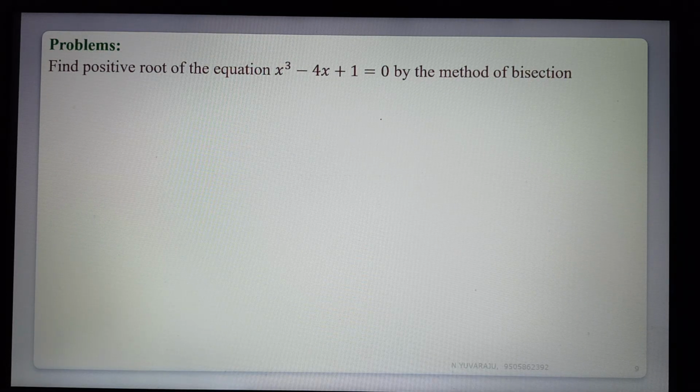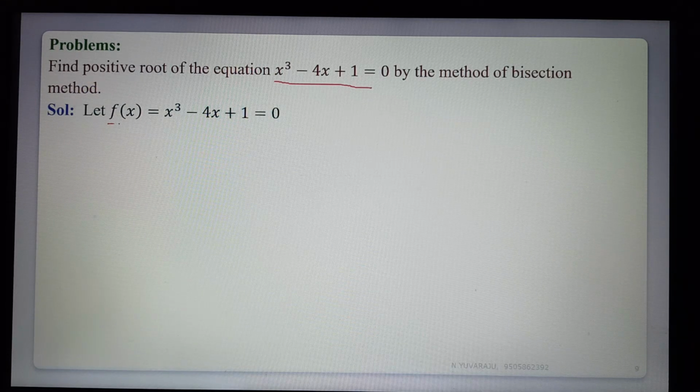Find the positive root of the equation x cube minus 4x plus 1 is equal to 0 by the method of bisection method. Okay? So there is a given equation. Let f of x is equal to x cube minus 4x plus 1 is equal to 0. There is no given interval. So positive root finding means the root is only from 0 up to so on, any positive root.